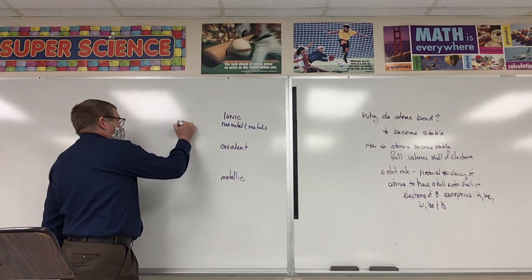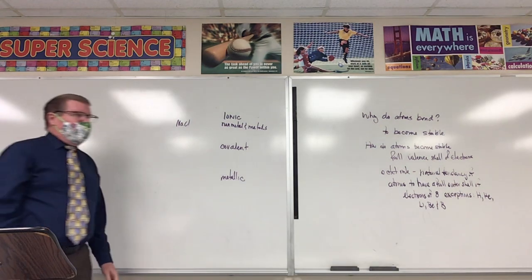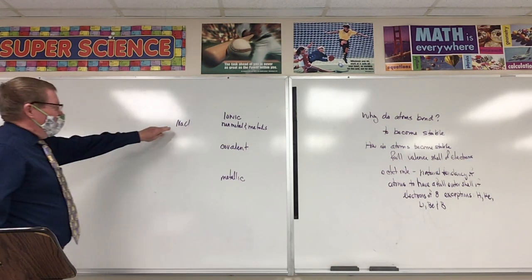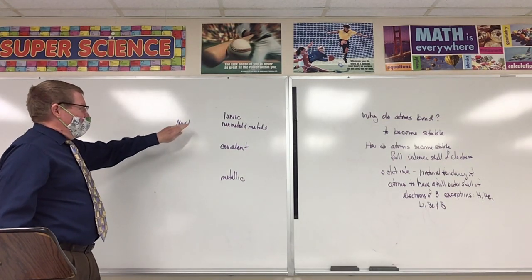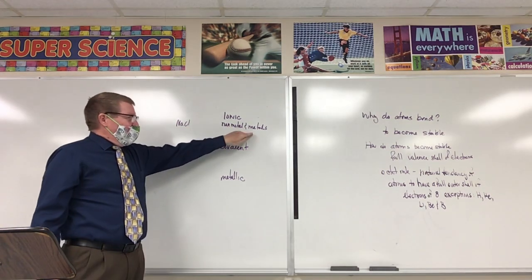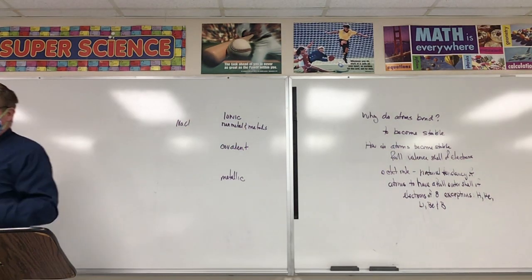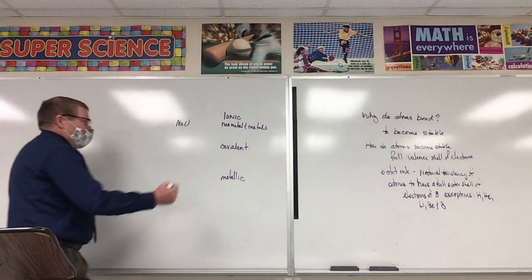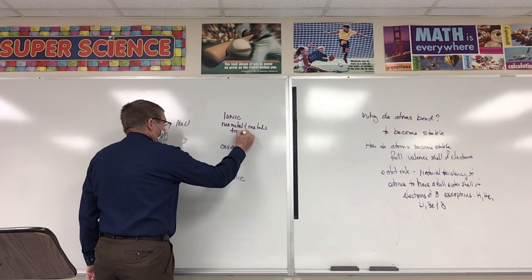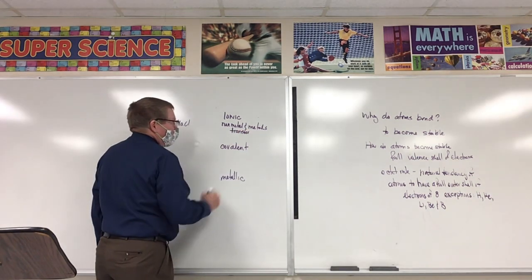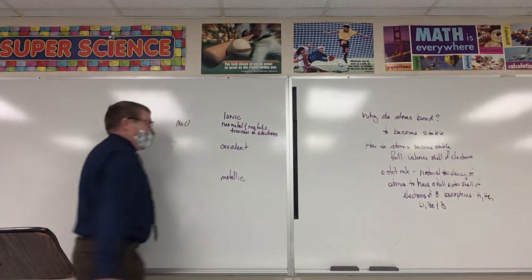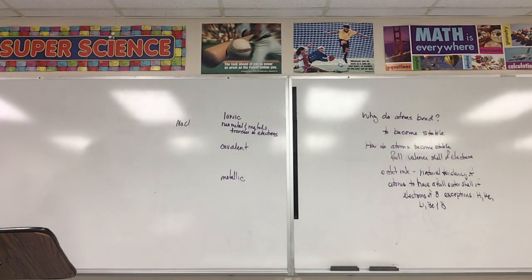So an example, sodium chloride. What type of bonding? Ionic, because sodium is a metal and chlorine is a non-metal. Any non-metal and metal bonding would have ionic bonding. What's happening to the electrons? They are transferring. Electrons are being transferred.